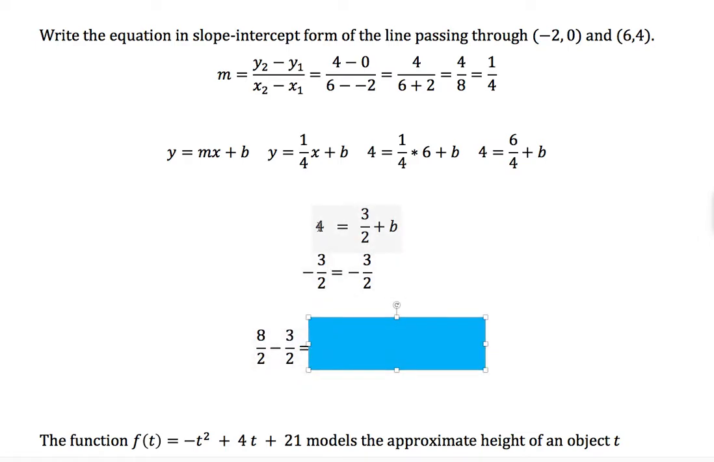But notice here my 4 became 8 over 2, and the reason why is I have to have a common denominator before I can add or subtract fractions. So this 4 is going to be multiplied by 2 over 2, so I get 4 times 2 is 8 over 2, and then 8 minus 3 is 5 over 2, and that's going to give my b value. So my equation is going to be y equals 1/4, which was my slope that I found up here, times x plus my b value, which is 5 over 2 right here.